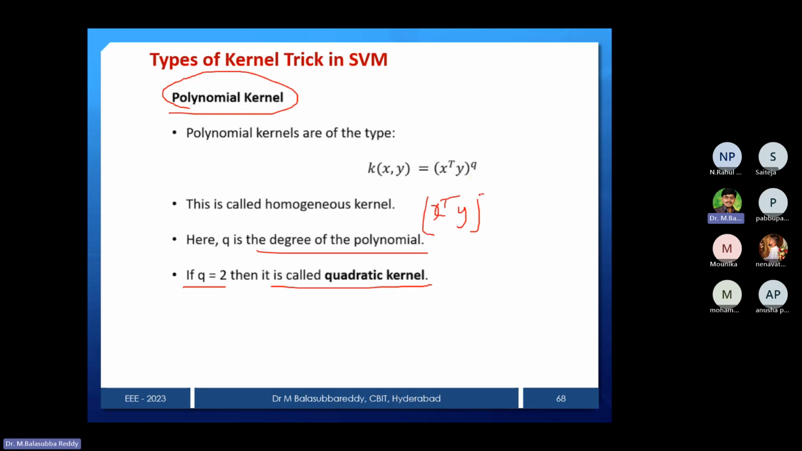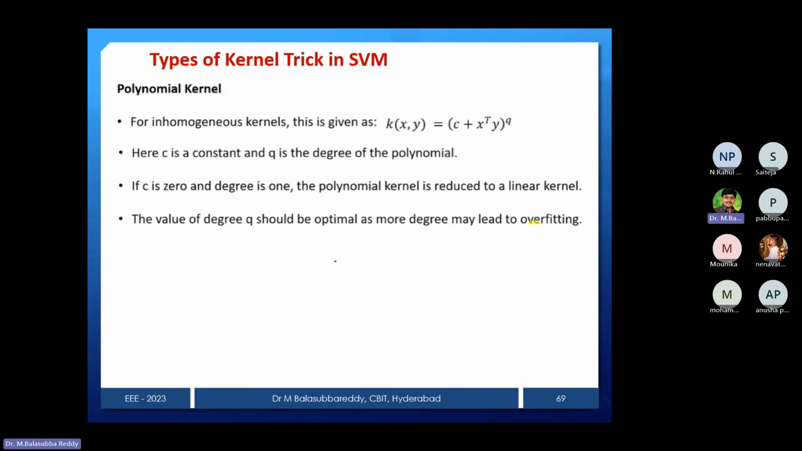Q is nothing but 2, this is a power of 2. X transpose y to the power 2, that we call a polynomial kernel. In that q is 2, which is the reason we call it quadratic. Another one you can see, the same polynomial kernel, you can also write this way: C plus x transpose y to the power q.